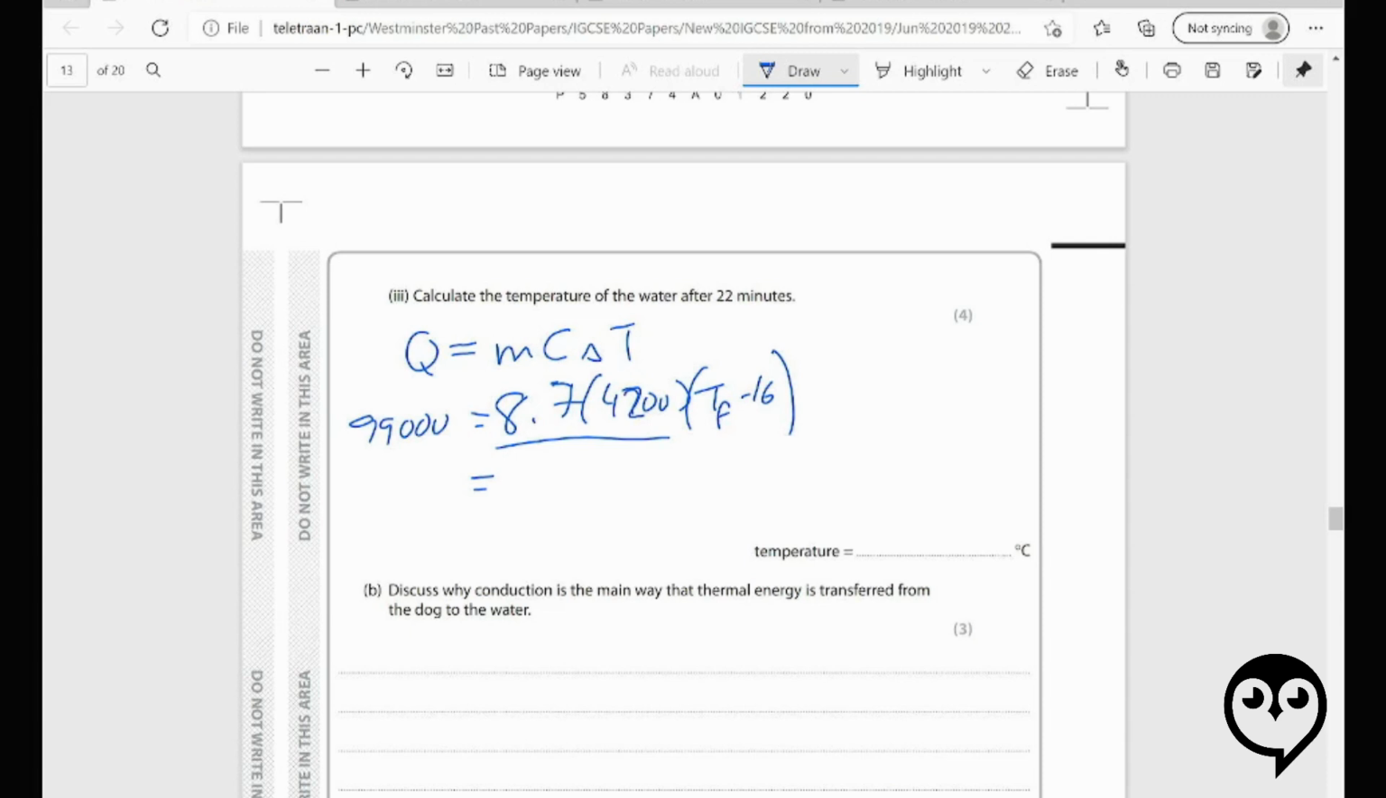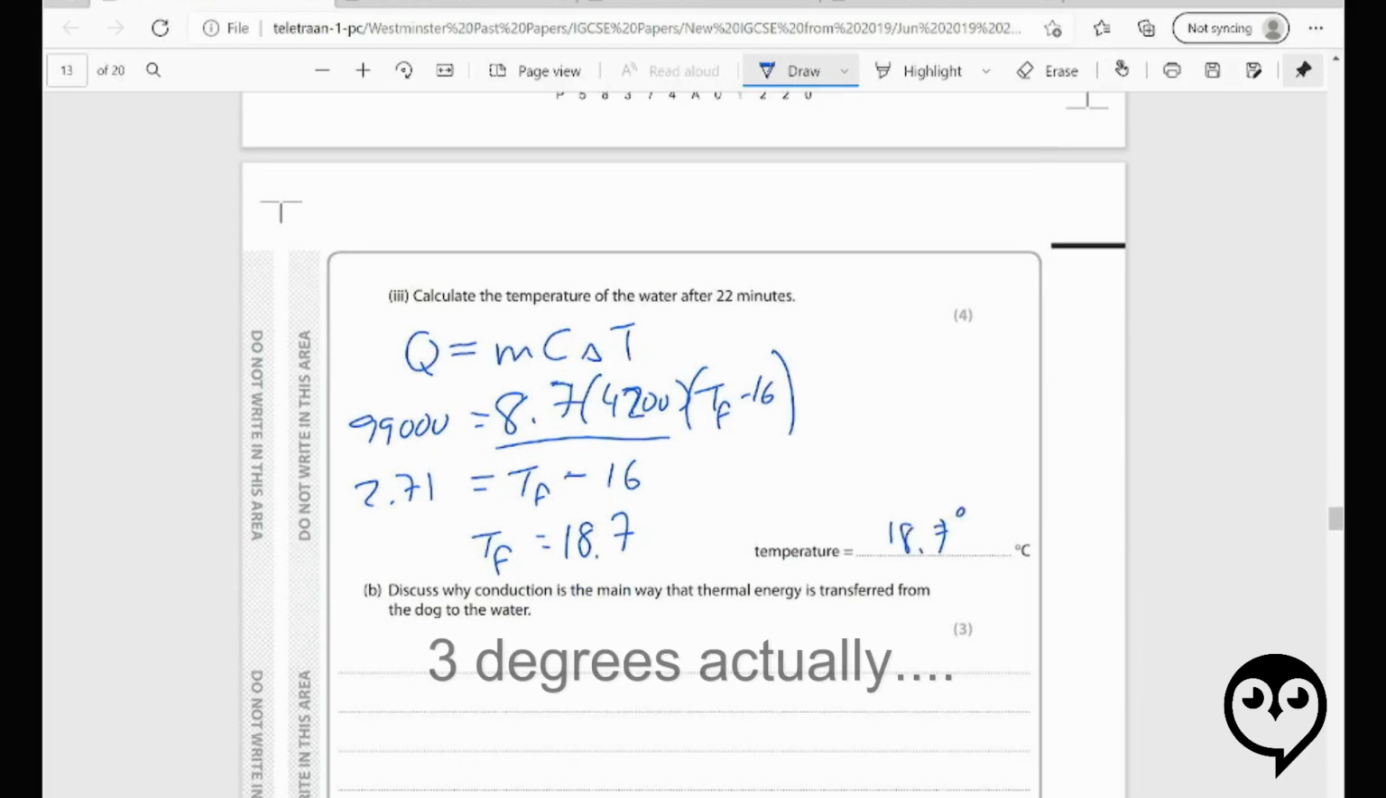Watch your numbers. If you accidentally plug in a 47, that'll throw things off for you big time. I've got about a 2.71 here equals T_F minus 16. So I'm going to bring that 16 to the opposite side, and my final temperature, I get 18.7. Okay, so after 22 minutes, the water has warmed up by 2 degrees.